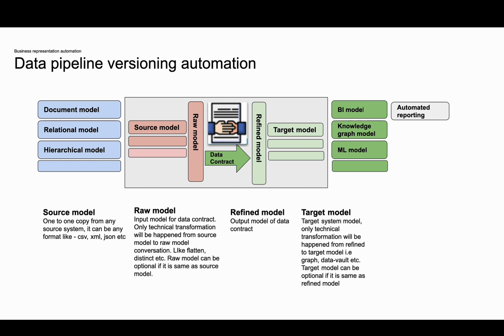The data contract is the explicit contract between the producer and consumer. The output of the data contract is a refined model. The refined model is type-based and it contains only valid data based on the data contracts. Finally, the optional target model can be a semantic BI model, knowledge graph, or anything else. Only technical transformation will happen between the refined and target model.